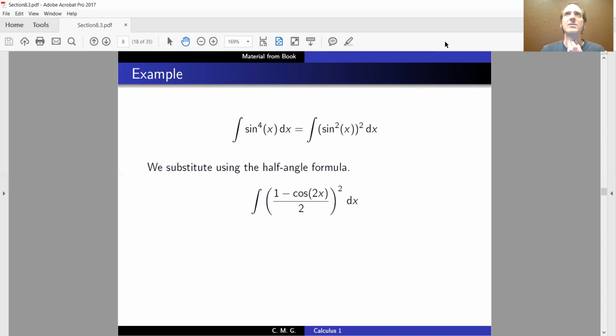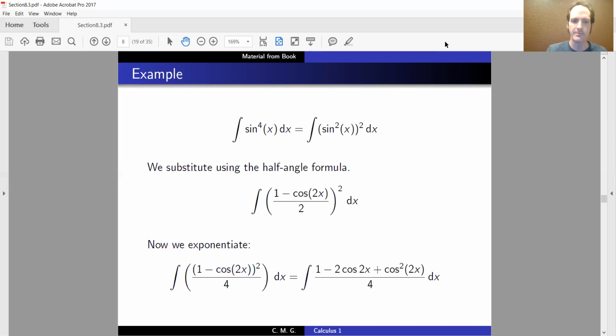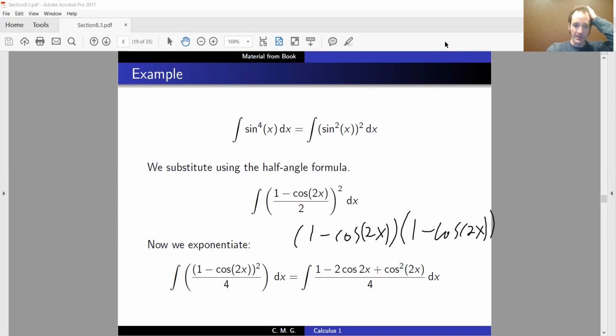Okay. And so now what do we do? What we're going to do next is take that power. So I exponentiate things. Square the denominator, it becomes 4. Square the numerator, it becomes 1 minus 2 cosine 2x plus cosine squared 2x. And if you don't remember how to do this, it's important that you do. So we have to actually write 1 minus cosine of 2x multiplied by 1 minus cosine of 2x. And so I FOIL this out.